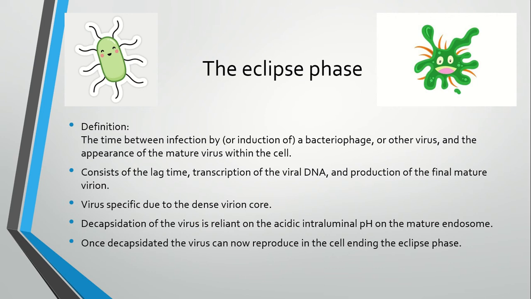This phase is specific to this virus due to its dense virion core and its complex outer envelope. Essentially, the virus relies on specific internal conditions of the host membrane-bound compartments in order to break down its specific and complicated capsid. Once decapsidated, the virus can now reproduce in the cell, ending the eclipse phase.